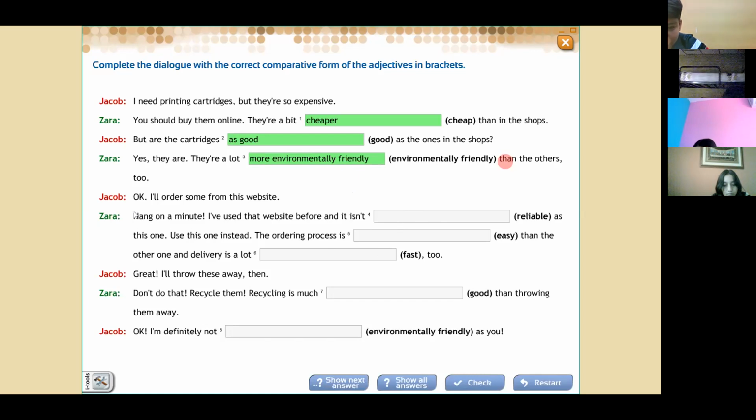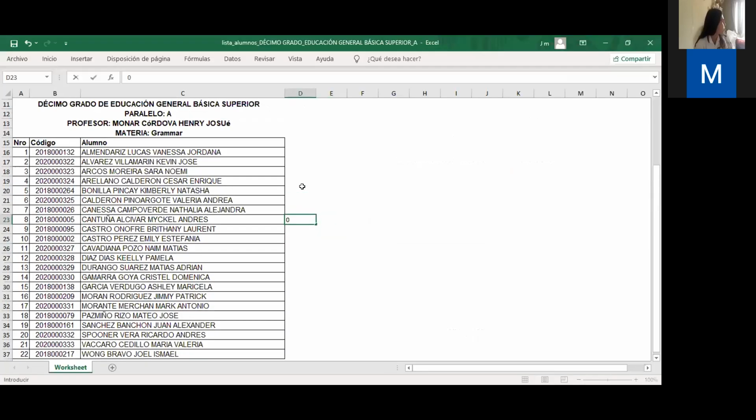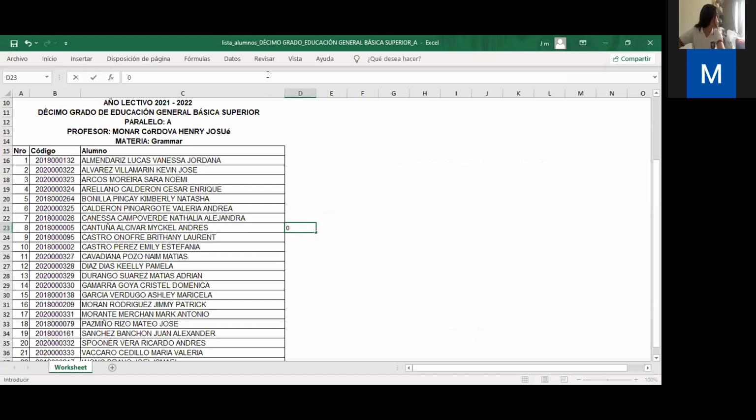Then the number 4. Who can tell number 4, maybe? Mr. Cantuña, number 4. Your answer for number 4 is, sorry for Mr. Cantuña. Hang on a minute. I have used that website before and it isn't reliable, Mr. Cantuña. So your answer for that is okay, Mr. Cantuña is not answering, so let's start with this. You have put a 0 here, Mr. My apologies, but let's go back here.